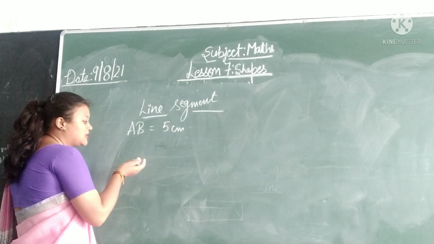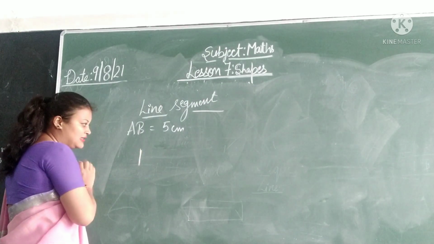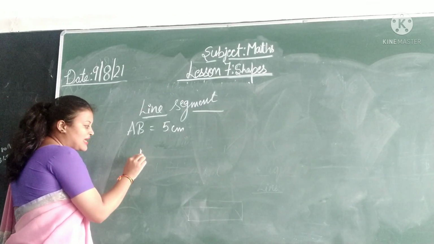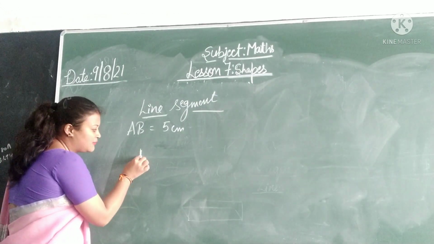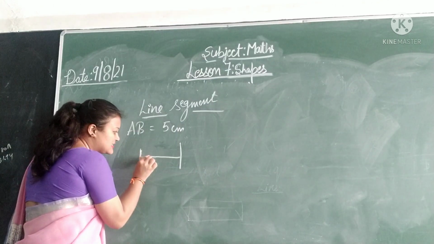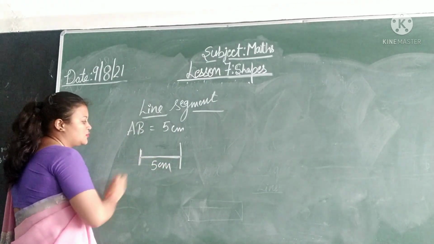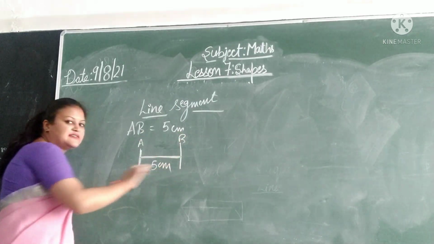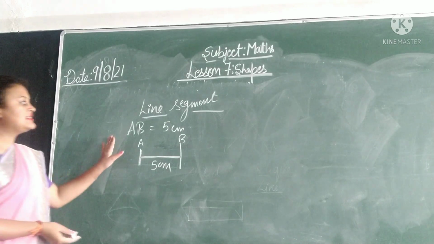Okay, so how to draw this? You know this very well. We will put a line in a copy, then put a scale over this point and the scale's 0 will be kept here. Then from 0 we will measure the distance. Suppose this distance is my 5 cm. So I will write A and B and this is my 5 cm. So this is how I will draw a line segment.